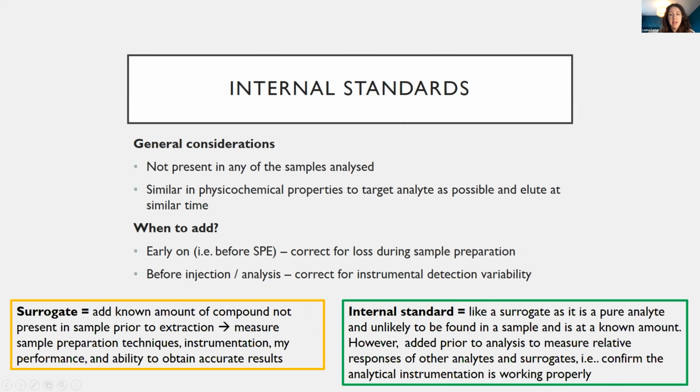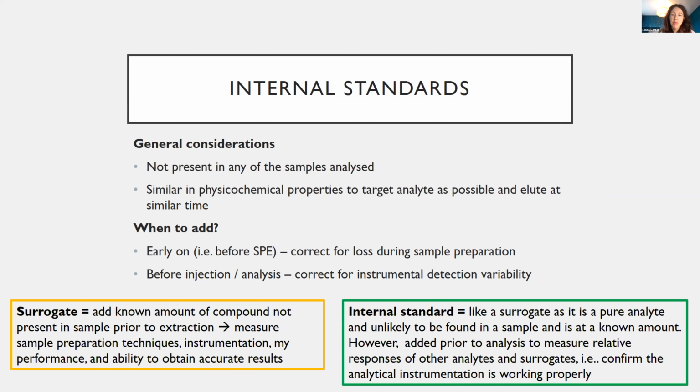So when thinking about internal standards, you have to consider a number of things. Your internal standard shouldn't be present in any of the samples analyzed. For example, if you're using a prescribed drug as an internal standard for a therapeutic drug monitoring campaign, it's not a good idea. It also needs to be similar in physicochemical properties to your target analyte. So good ideas here are isomers or homologs.